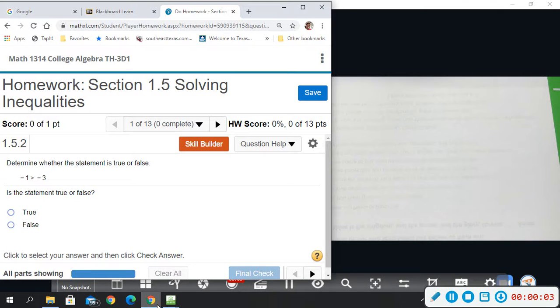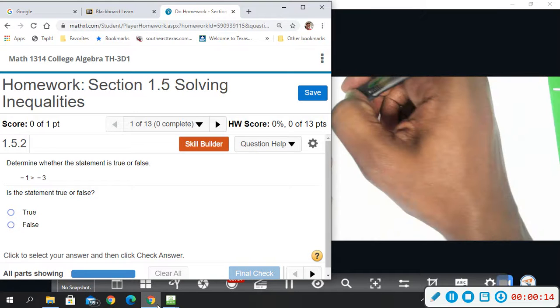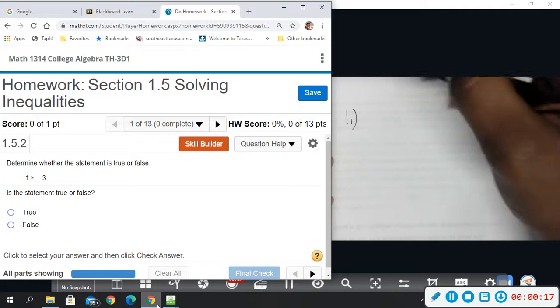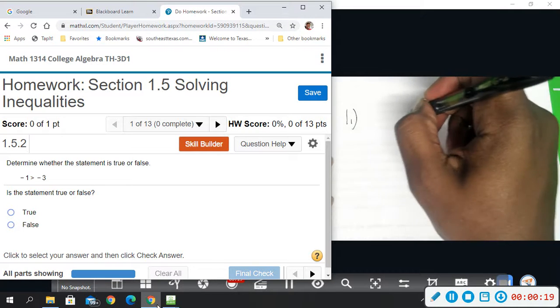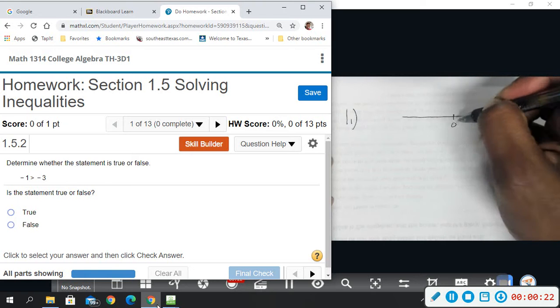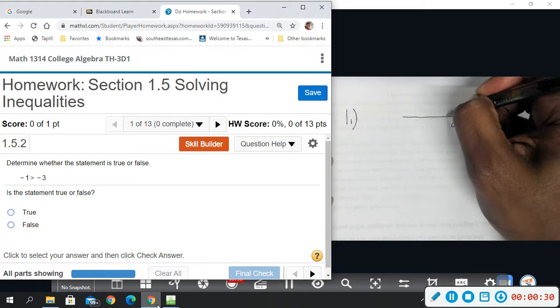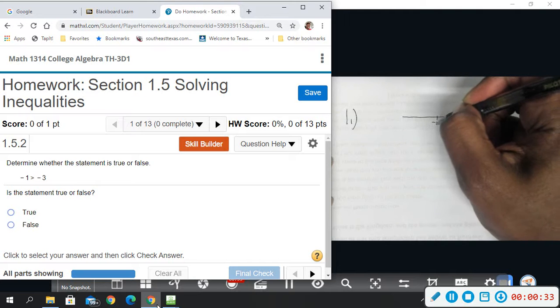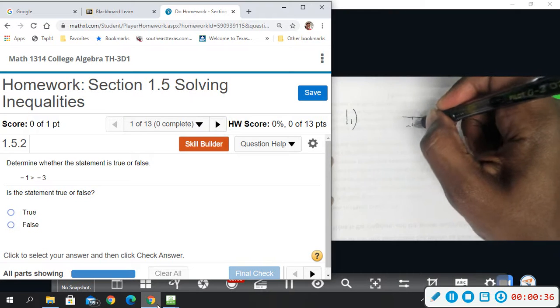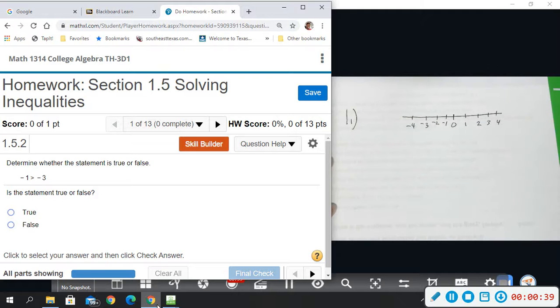All right, section 1.5, we're going to be going over solving inequalities, and we want to determine whether this statement given is true or false. All right, so you want to be familiar with inequality symbols. So first, let me make a number line. So here's 0, and then we got positive numbers over here. Just list a few: 1, 2, 3, 4. And then negative numbers: -1, -2, -3, -4, and so on. All right, we want to know which of these numbers, or is this statement true.